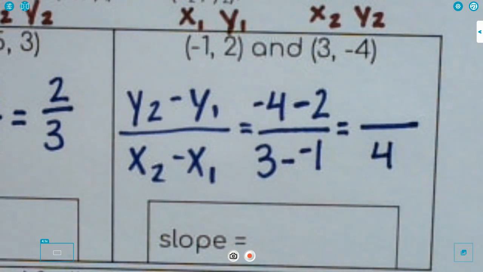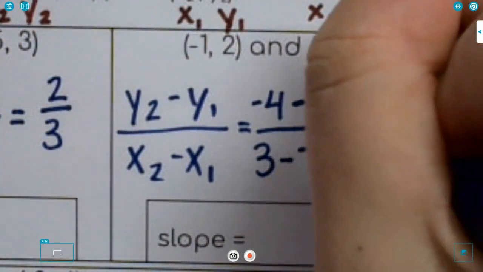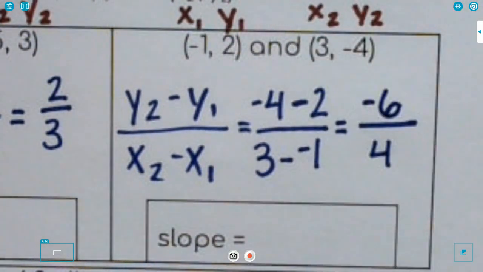So taking away a bad thing is a good thing. Agree? So taking away a negative ends up being a positive when we are subtracting. Okay, and then on top, -4 minus 2. I take away $4 and I take away another $2. That is -6. So I now have -6 over 4.